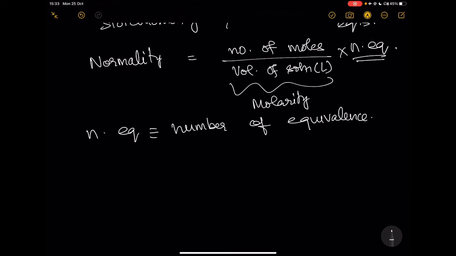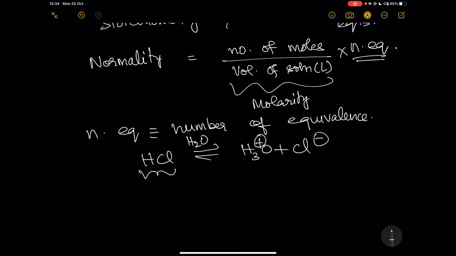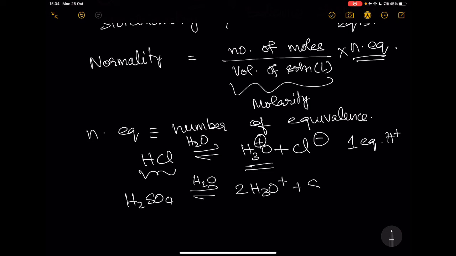For instance, if you're taking a look at an acid which is in equilibrium with its corresponding ions, of course, I'm talking about HCl and H2O giving H3O plus and Cl minus. When you have a situation of this sort, you're able to realize that HCl furnishes 1 equivalent of H plus ions in solution. On the other hand, H2SO4 is going to furnish 2 equivalents of H plus ions.